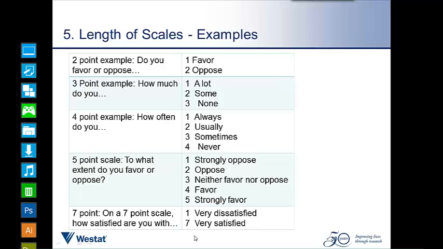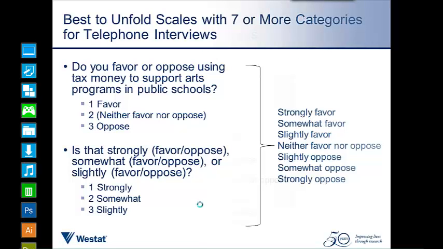Well, here's an example of a 7-point scale that might be used in a telephone setting where you might use this unfolding technique that I talked about. This goes back to our earlier question about do you favor or oppose using tax money to support arts programs in public schools? This lengthy 7-point scale might be really hard for a respondent to process, particularly over the phone. It's a lot of scale points to listen to, and they might have difficulty recalling what all their options were.